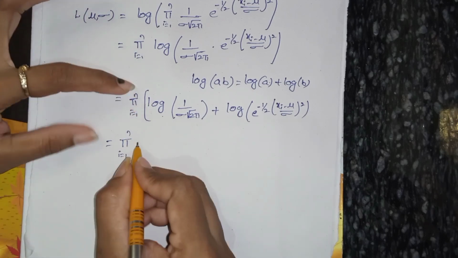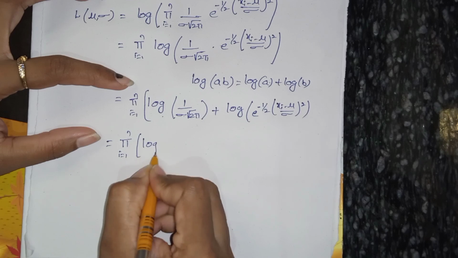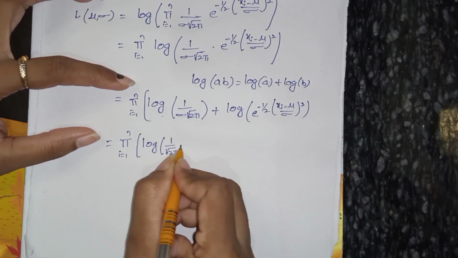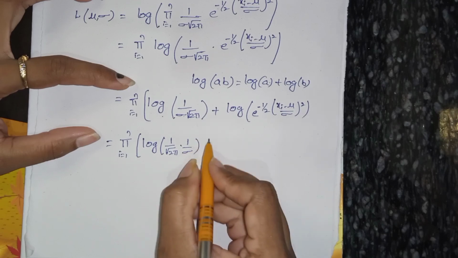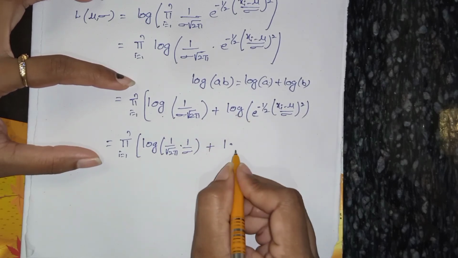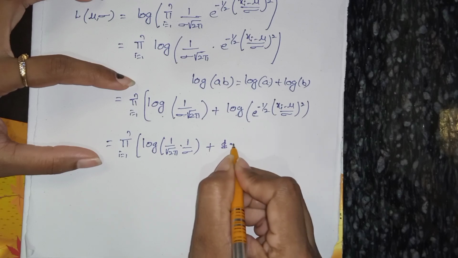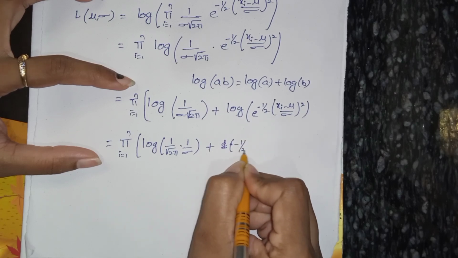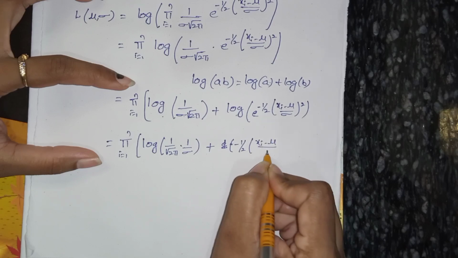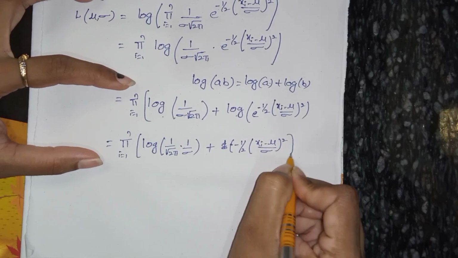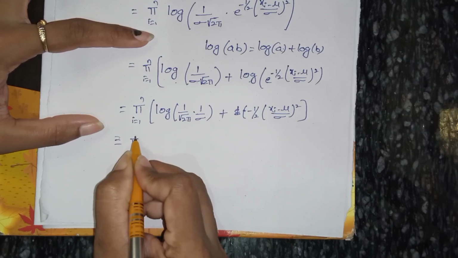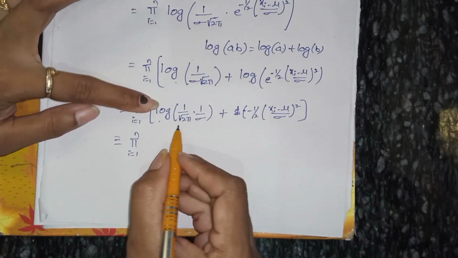Again we can write this one as log of 1 by root 2 pi into 1 by sigma. We can split again. Plus, log and e both get cancelled. So what is the term remaining? Minus 1 by 2 into (xi minus mu by sigma) whole square. Okay, so again, product i equals 1 to n of log a plus log b.